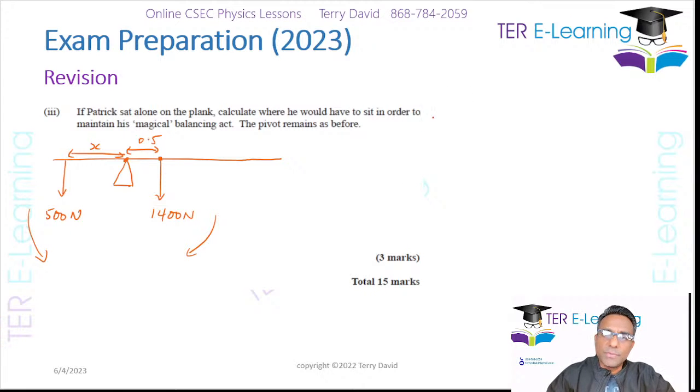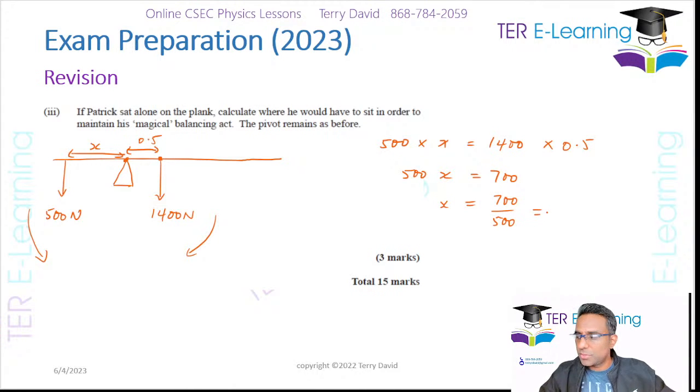All you need to do, no fancy calculation, is say 500 multiplied by x is equal to 1400 multiplied by 0.5. So 500x equals 700, because 1400 by 0.5 is 700. Therefore x is 700 over 500, so x is equal to 1.4. So Patrick needs to sit 1.4 meters from the pivot in order to make that happen.